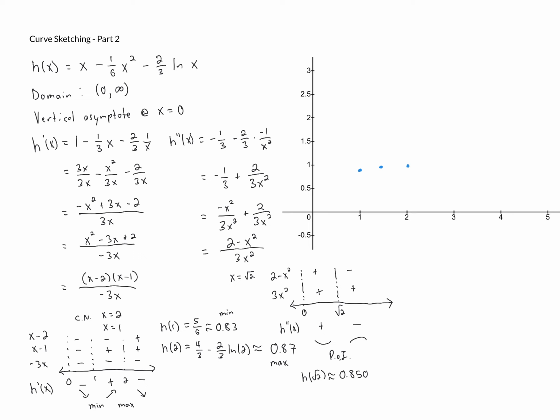And then we said that our function was going to be decreasing between 0 and 1, and then increasing from 1 to 2, and then decreasing after 2. And then we said it's going to be concave upward to the left of the square root of 2, and then downward afterwards. So if we look at this first interval, it's decreasing, and it's also concave up, so something like this. And that matches with the fact that we knew it was going to be asymptotically approaching the y-axis. So it's going to look something like this.